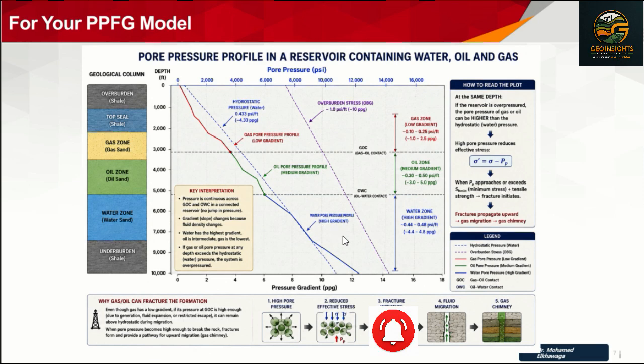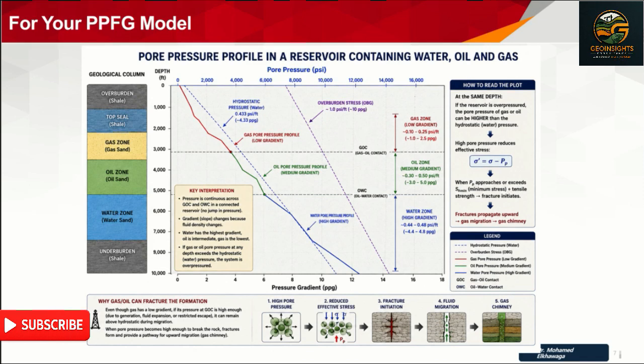However, a low gas pressure gradient does not necessarily mean low pore pressure. If gas generation, fluid expansion, and restricted fluid escape cause the reservoir to become overpressured, the gas pore pressure can be significantly higher than the normal hydrostatic pressure at the same depth.